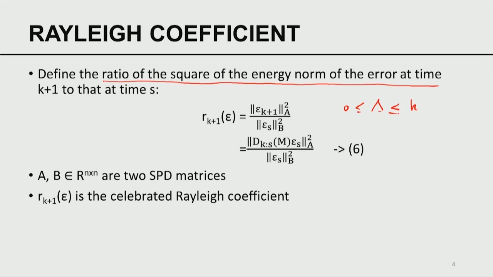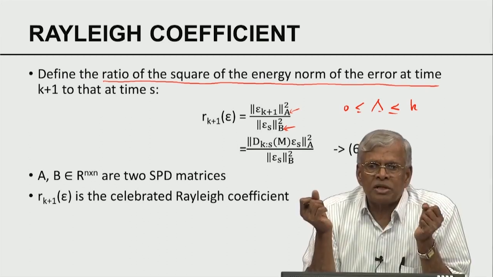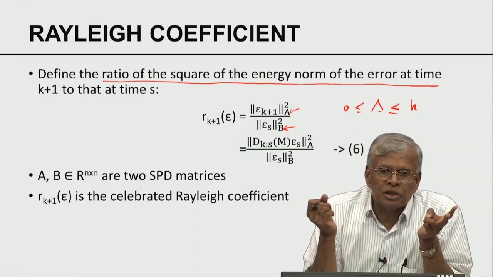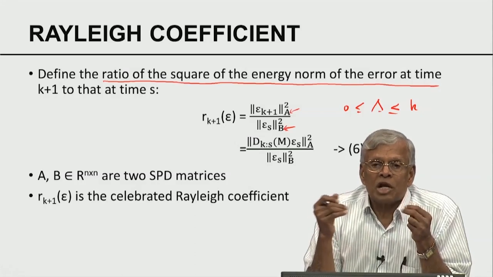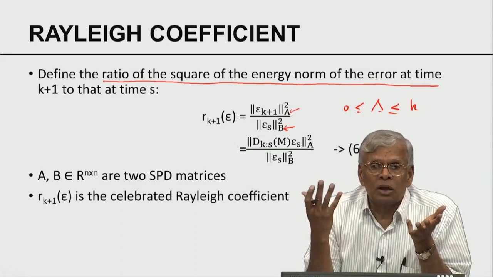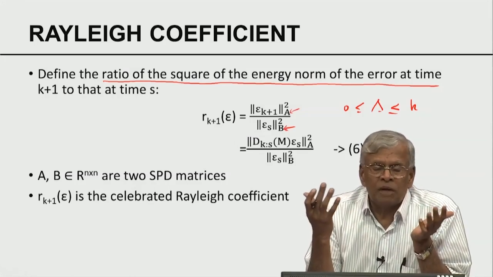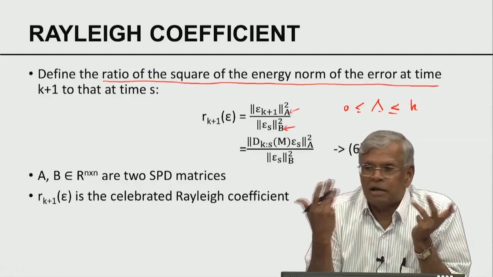So, epsilon k plus 1 is given by the product of Jacobians from k to s of m times epsilon s. For the energy norm, I am trying to evaluate the numerator with the energy norm based on an SPD matrix A, and the denominator based on an SPD matrix B. So, let A and B be two given symmetric positive definite matrices. Evaluate the numerator using the energy norm based on the matrix A. Evaluate the denominator using the energy norm based on the matrix B. In principle, A and B could be equal, and the treatment is simpler when you do not have to consider A and B separately.